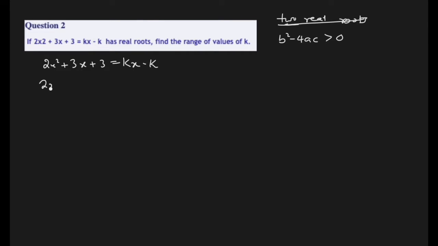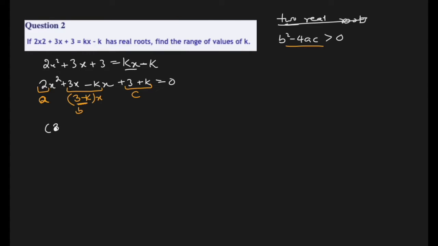2x square plus 3x minus kx, which comes from the right side, plus 3 plus k equal to 0. This negative k becomes positive when it goes left. So now we can select our ABC. A is 2, B will be this, 3 minus k. Both of them have x, so we can write them as (3 minus k)x, and this becomes B. This was A. And 3 plus k becomes C.